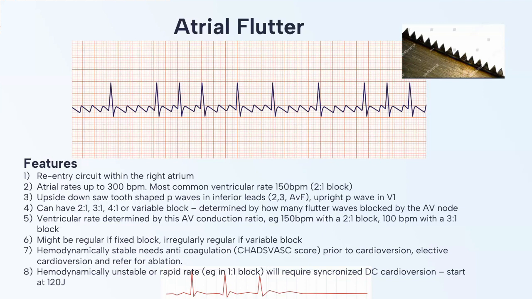Most commonly atrial fibrillation will present with a regularly irregular rhythm. They usually have regular RR intervals, but if there is a variable block, then you get an irregular rhythm. If the patient's hemodynamically stable, prior to cardioversion you'd want to anticoagulate them, then do an elective cardioversion and refer for ablation. But if they're unstable, then you are justified to do a synchronized cardioversion without the anticoagulation.